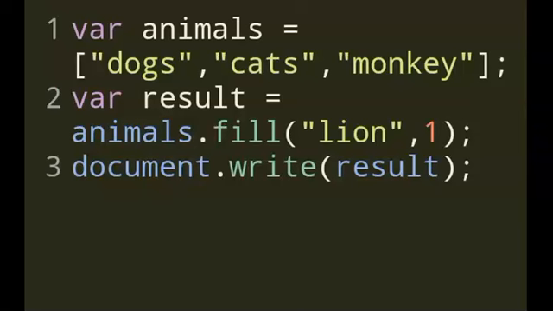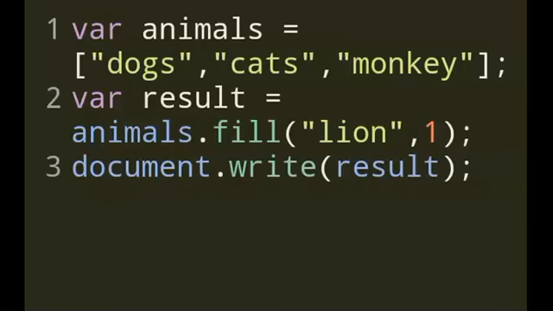So if I don't write the third parameter or the second index, the end point, only the start index here, that means it will start at index 1, which is cats. So the cats will be replaced by lion, and then since I didn't write the end point, the monkey will also be replaced by that. Okay, so that's how I get lion, lion.